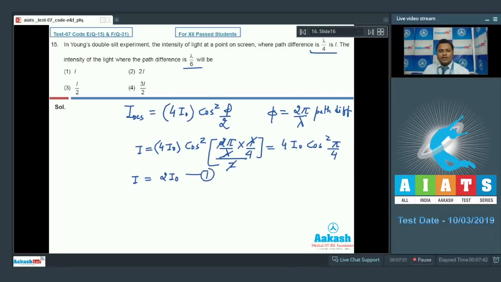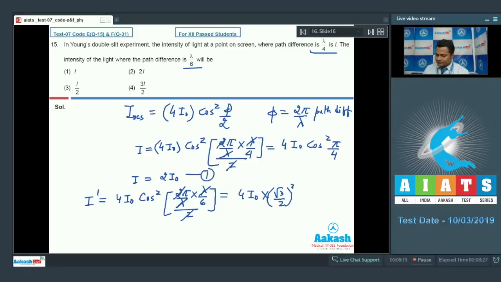Equation number 1. Now if the path difference is lambda by 6, then what will be the intensity? So let's call it I dash. Again 4 times I naught multiplied by cos squared phi by 2. So here phi we can write as 2 pi by lambda into the path difference, that is lambda by 6, whole divided by 2. After solving, we get 4 times I naught multiplied by cos squared pi by 6, as 2 cancels out and lambda cancels out, which is equal to (root 3 upon 2) whole squared.